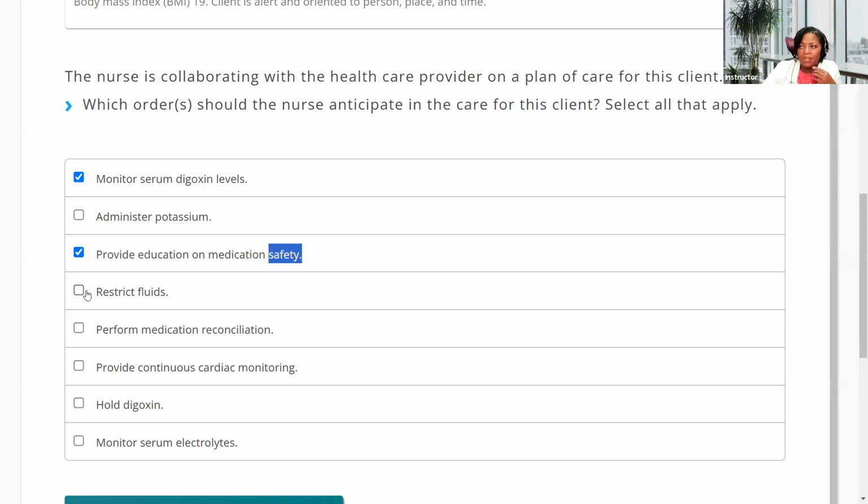Restricting fluids. I don't think I saw that answer come in at this point. That's not an option that we would need to take. Performing a med reconciliation, I think that's reasonable.